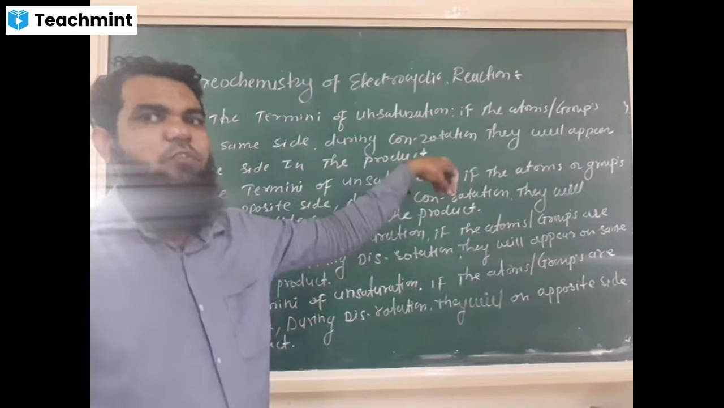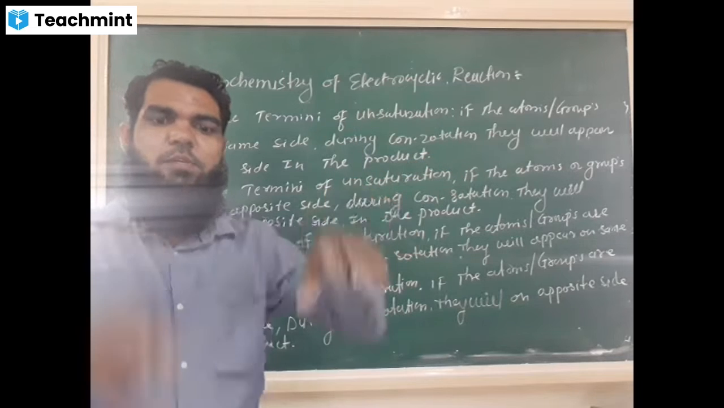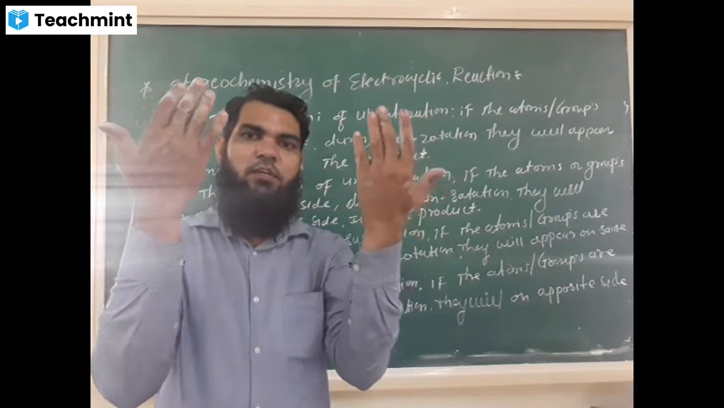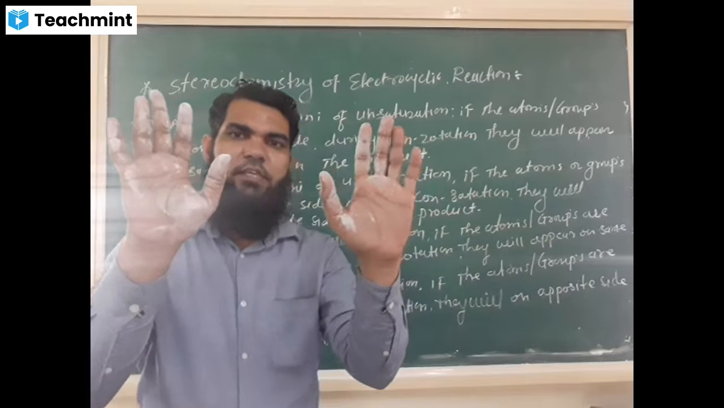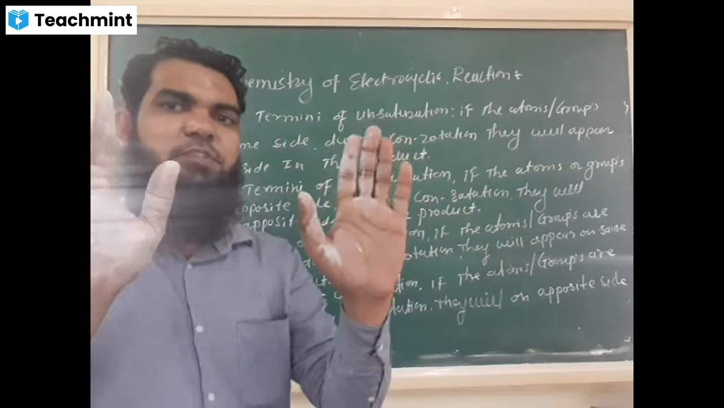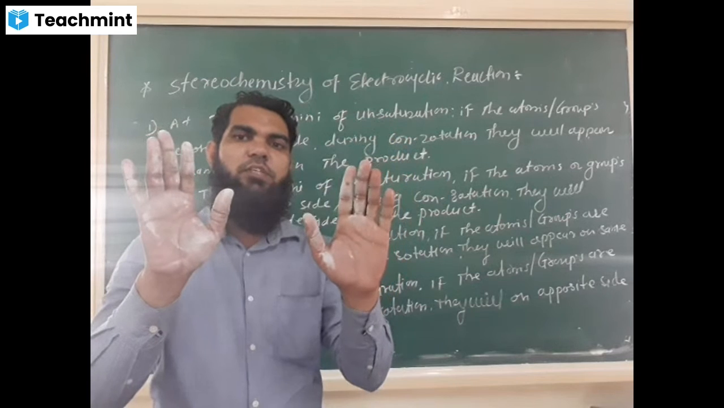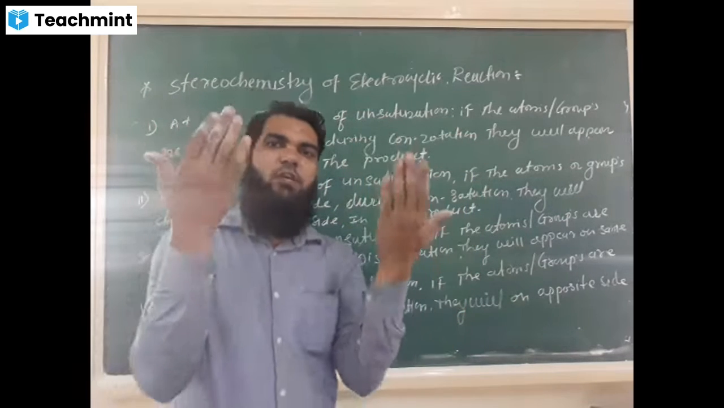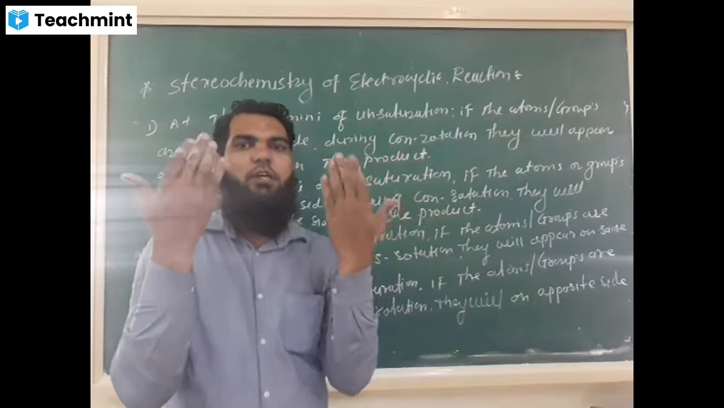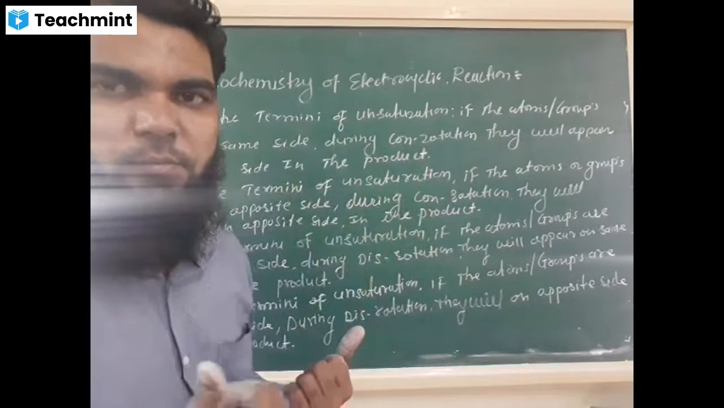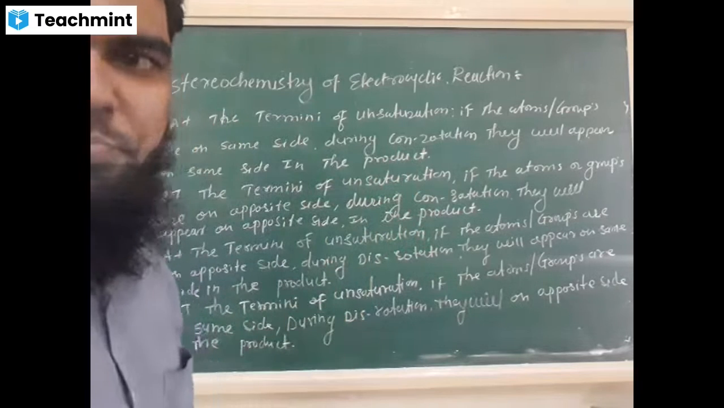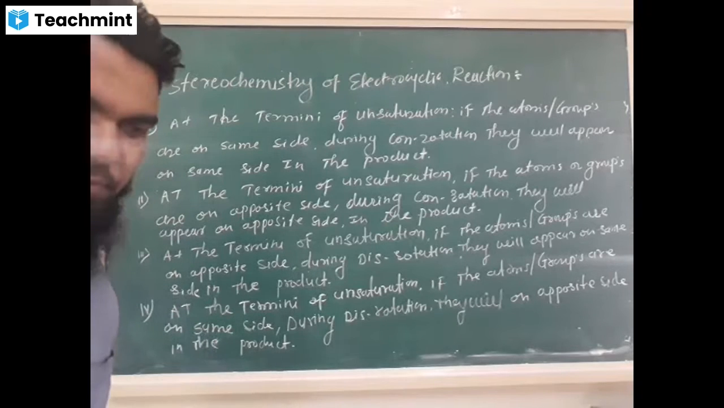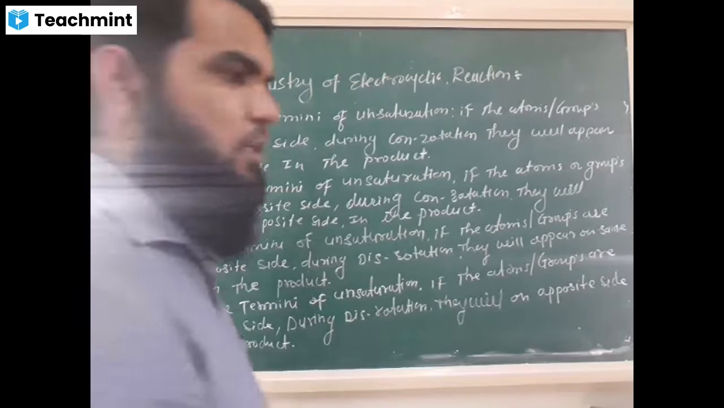But during disrotation what happens? सेम साइड ग्रुप क्या होंगे? अगर वो सेम साइड है तो वो अपोजिट साइड चले जाएंगे, अगर वो अपोजिट साइड है तो सेम साइड आ जाएंगे. When it happens during disrotation. But during conrotation, if they are on same side, in product also they are on same side. If they are on opposite side, in product also they are on opposite side. Okay? So I will take some examples, and you have to answer what will be the product.